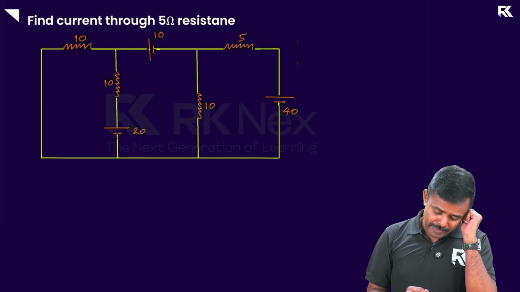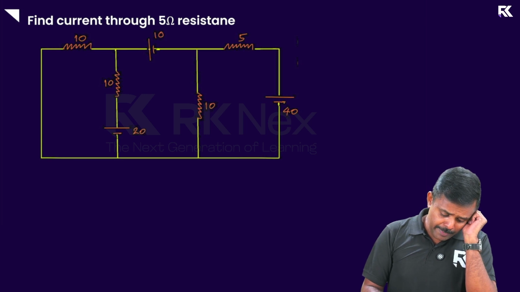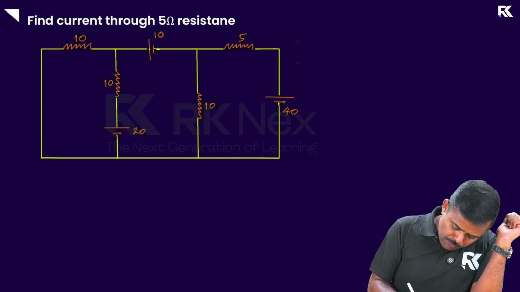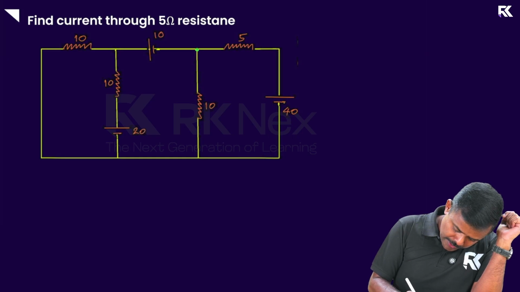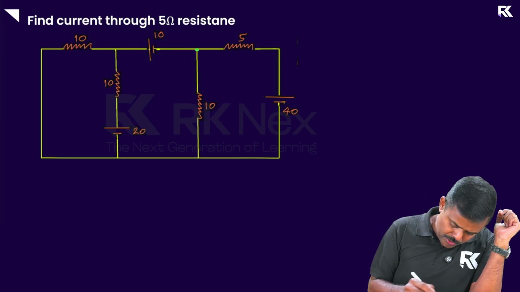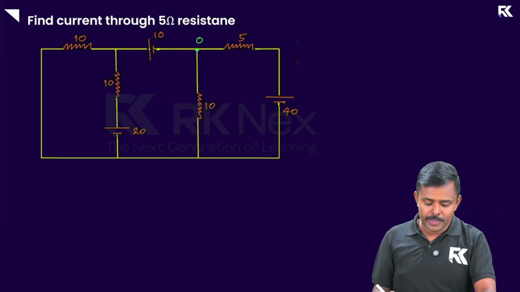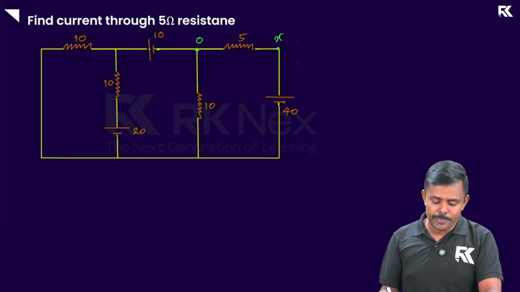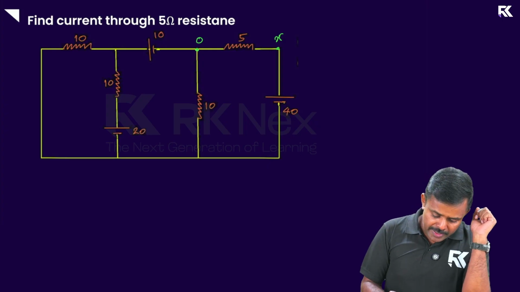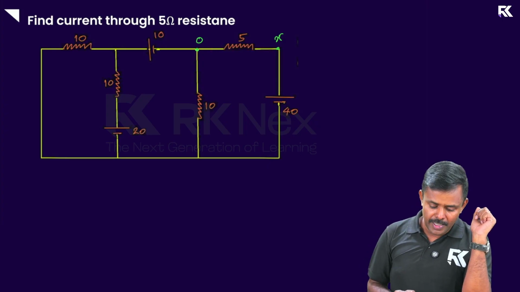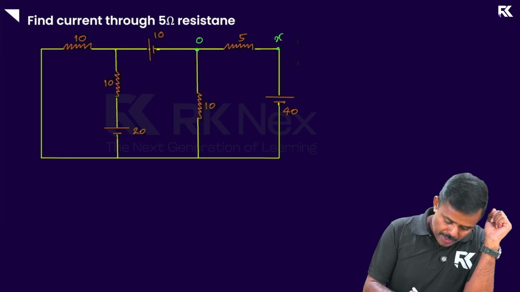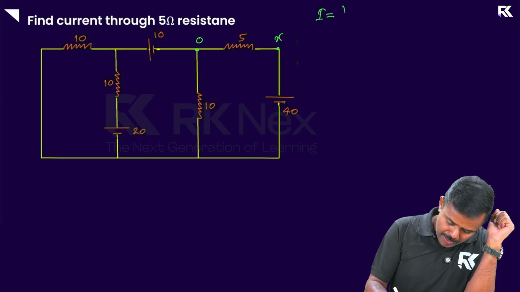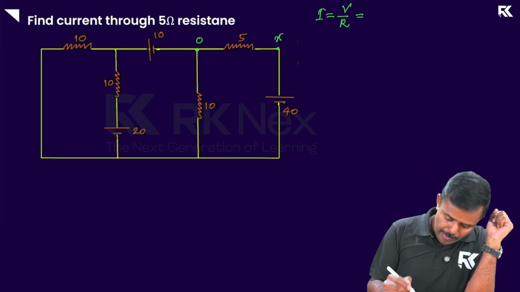For that, what I'm going to do is assign a potential of X volts to this location. Okay, X volts to this location. All right, or let's take it as 0. Let's make it simple. It is 0. Okay, and let's take X for this location. Now my job is to find the current through this branch. How to find the current now? I can use Ohm's law. Current is given by V by R.